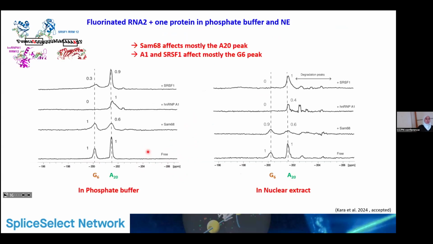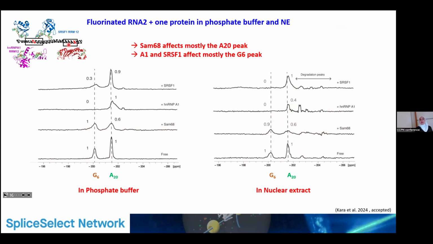Okay. So we started adding one protein individually, and these are our controls in buffer and nuclear extract. What we did is to calculate the integral of each peak. We gave 1, or 100%, to each peak, and then we measured the ratio of the integral of each peak after and before adding the protein, and monitored the decrease of the peak. Now, if you add SAM68 individually to the RNA, you have a 40% decrease on this peak, while the peak of G6 stays untouched. And we have similar results in buffer and nuclear extract.